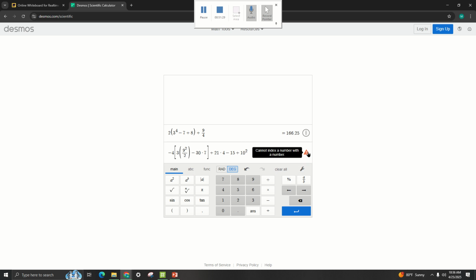Why is it giving me a function error? Cannot index. Oh, okay, I see. So they probably are only using the square brackets for something called a matrix. We are not going to get into matrices. So I'm actually just going to replace this with a parenthesis. There we go. And look, we got 523 for our answer right here.